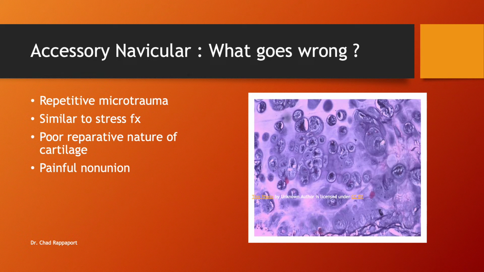Through repetitive microtrauma, these forces initiate an injury to the synchondrosis that's similar to a stress fracture. And their continual actions, in addition to the poor reparative nature of cartilage, lead to, in essence, a painful non-union.